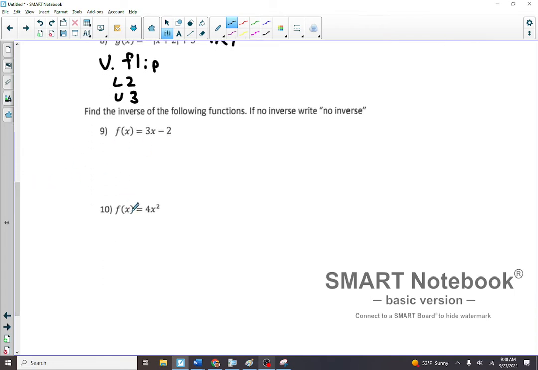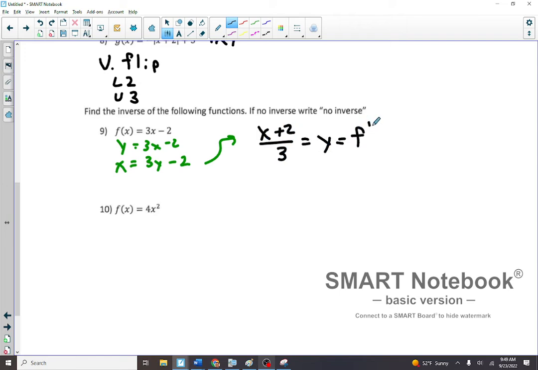All right, number 9, find the inverse of the following function. In this case, we're going to change this to y equals 3x minus 2. Swap the positions: x equals 3y minus 2. Do a little solving. x plus 2 over 3 equals y, or aka f inverse of x.